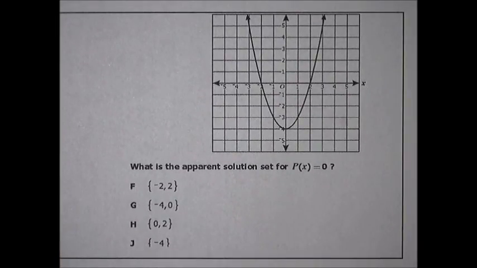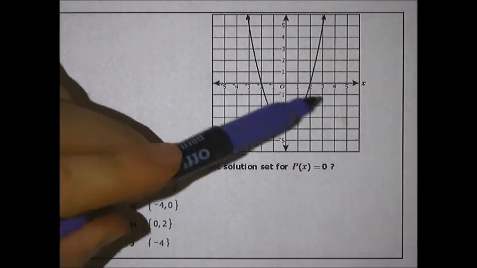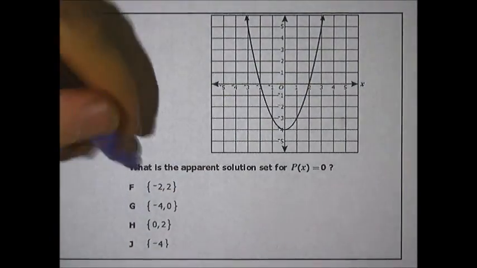What is the apparent solution set for P of x is equal to 0? P of x, f of x, q of x, all meaning the letter y. This is saying where is y 0? Just another way of saying where are the roots, the zeros, the answers. Where does it cross the x-axis? Happens at negative 2, happens at positive 2, choice F.